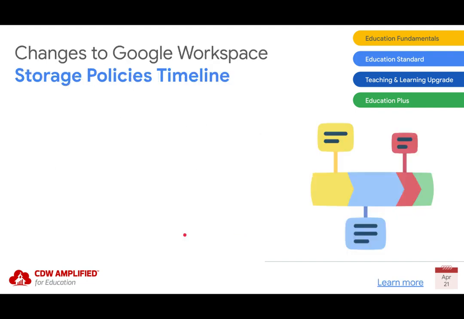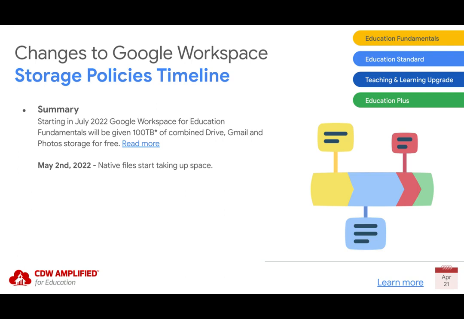And then finally, to wrap up, lots of changes and announcements when it comes to Google Workspace and the storage policies. So in a nutshell, July of this year, 2022, Google now is going to a limited account storage. It will be a combined 100 terabytes of storage. Go ahead and read more. If you have the different editions, if you have more than 20,000 active users, you get more. But in the summer, they're going to be implementing an account storage policy. Now, May 2nd, and this is actually brand new, it was February, but native files will start taking up space as well.